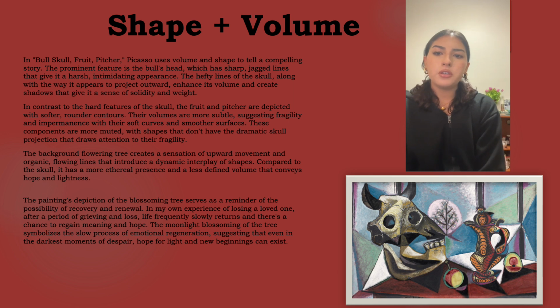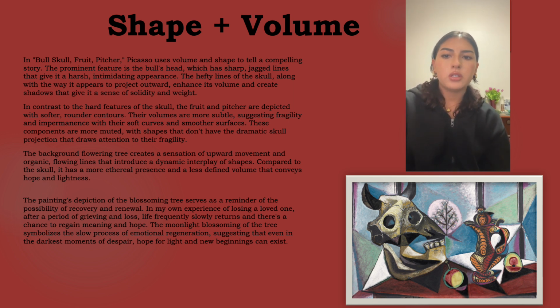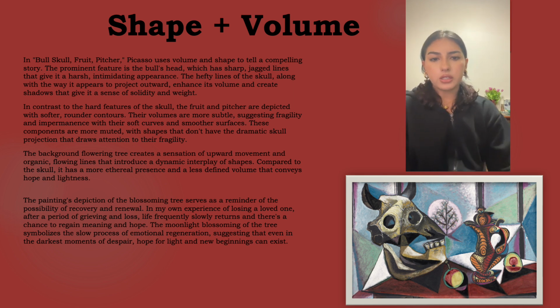In my own experience of losing a loved one, after a period of grieving and loss, life frequently slowly returns, and there's a chance to regain meaning and hope. The moonlit blossoming of the tree symbolizes the slow process of emotional regeneration, suggesting that even in the darkest moments of despair, hope for light and new beginnings can still exist.